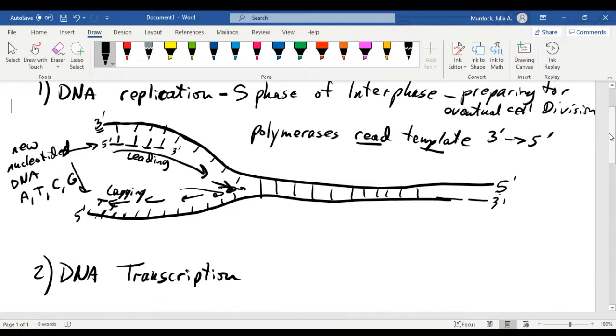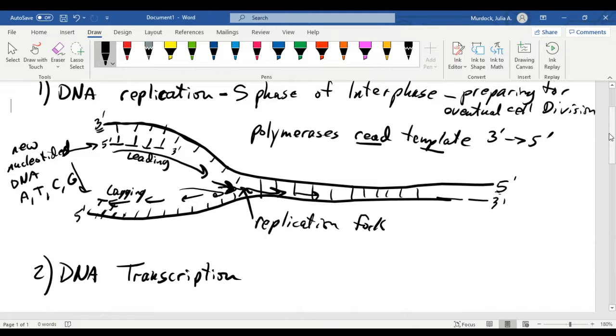The problem is that this replication fork here is exposing the DNA going this way. So it's unzipping, unzipping, unzipping, unzipping, right? It's only going one way.